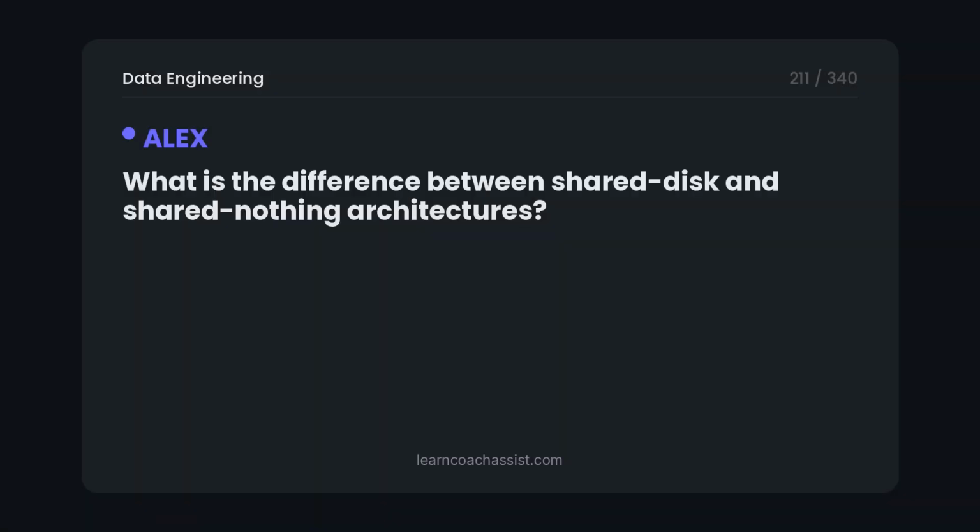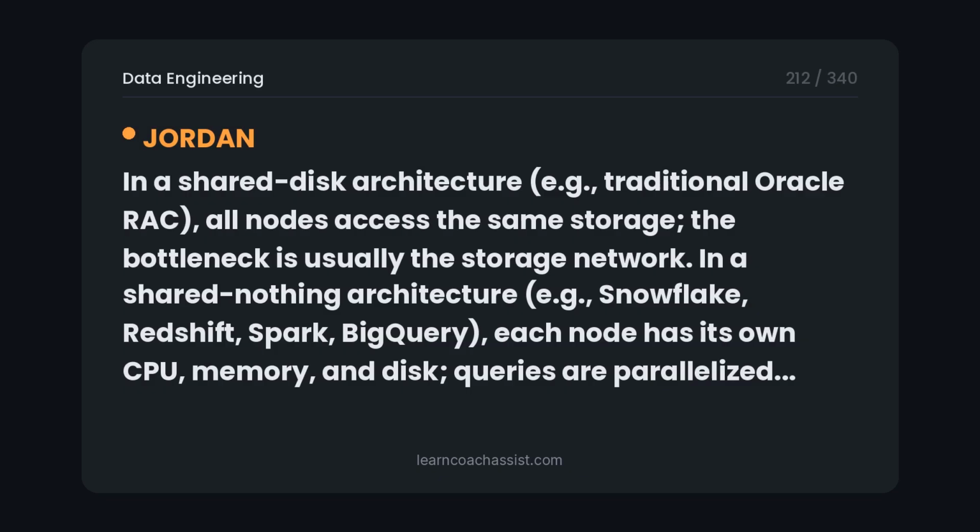What is the difference between shared disk and shared nothing architectures? In a shared disk architecture, e.g., traditional Oracle RAC, all nodes access the same storage. The bottleneck is usually the storage network. In a shared nothing architecture, e.g., Snowflake, Redshift, Spark, BigQuery, each node has its own CPU, memory, and disk. Queries are parallelized across nodes that exchange data over the network. Shared nothing scales horizontally more easily.